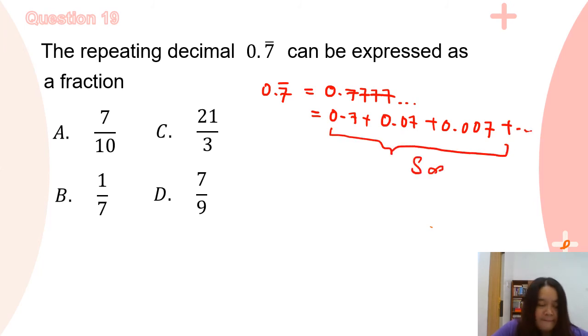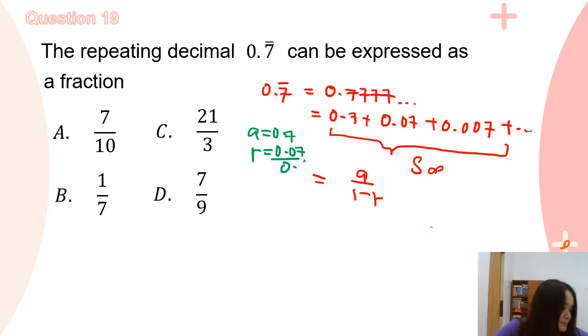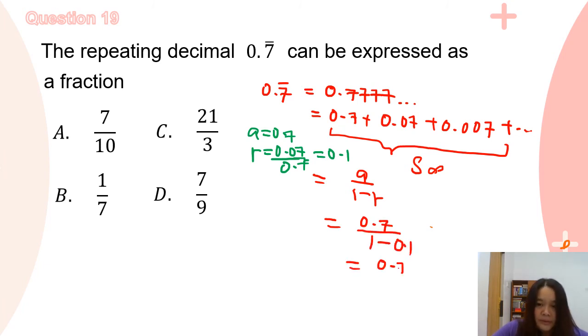So this is the sum to infinity. Okay, I may use the sum to infinity with the formula of a over 1 minus r. So for this case, the a is 0.7. The r will be 0.07 divided by 0.7, so I will get 0.1. So to solve this, I have 0.7 divided by 1 minus 0.1. So 0.7 over 0.9, so I have 7 over 9. So the suggested answer should be D.